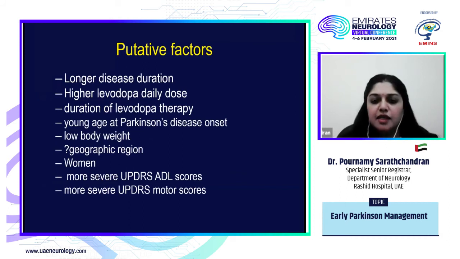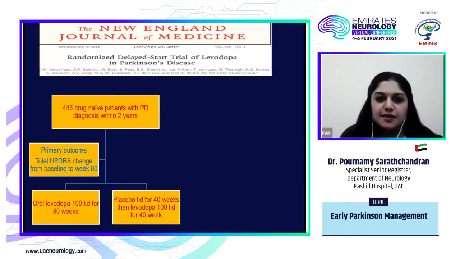So they identified some putative factors for the development of dyskinesias and motor fluctuations. They noted that longer disease duration, higher levodopa daily dose, long duration of levodopa therapy, which again indicates a longer duration of disease, young age at Parkinson's disease onset, low body weight, women, and those who have a more severe disease, as quantified by the UPDRS ADL score and UPDRS motor score, were more likely to develop motor fluctuations and dyskinesias.